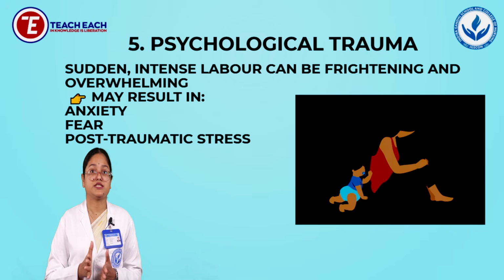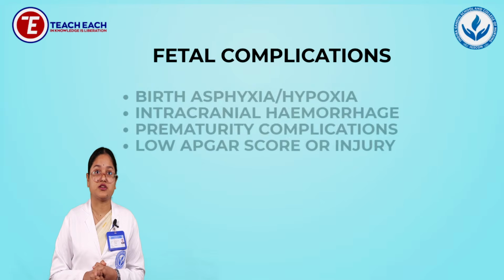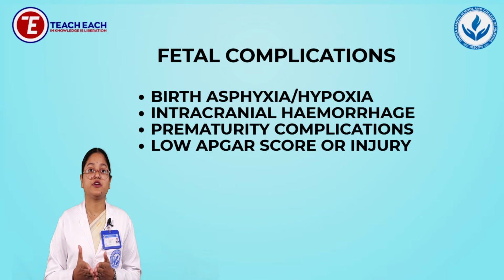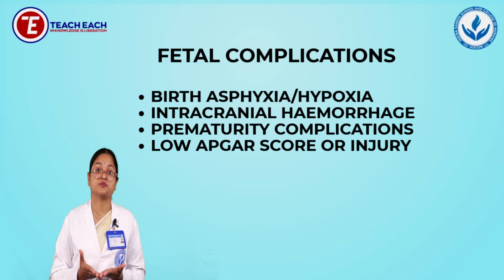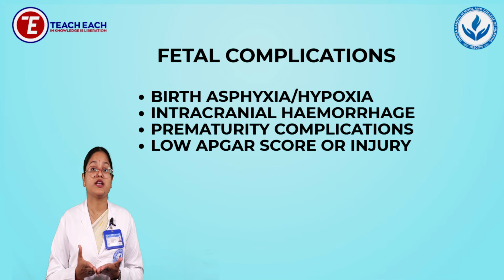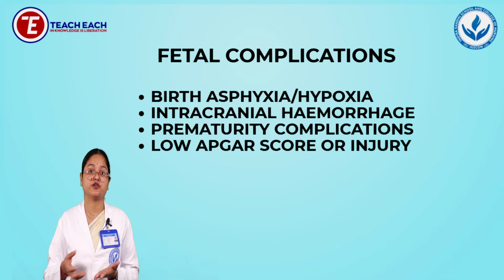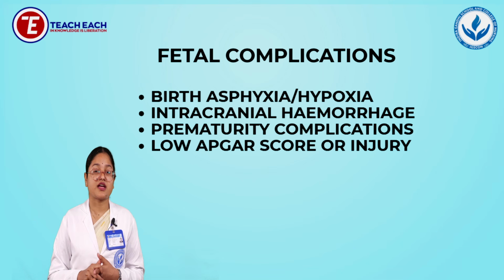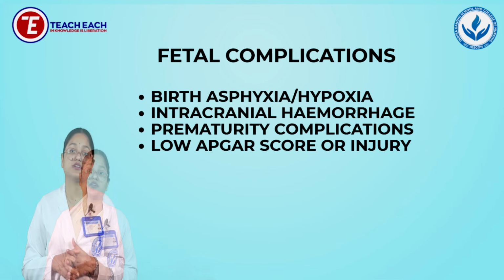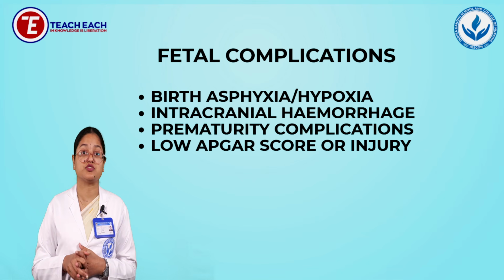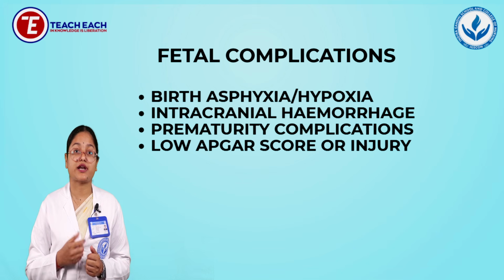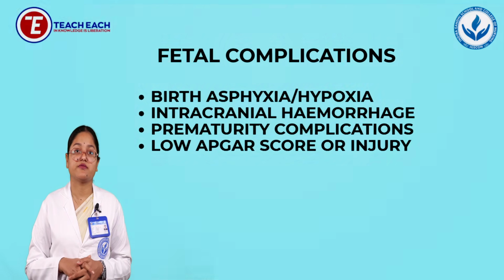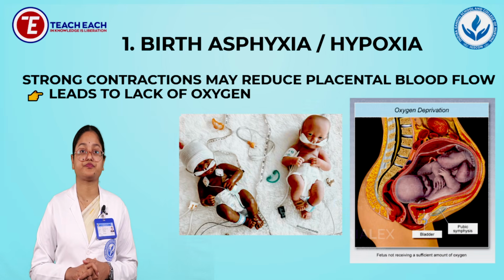Next we'll see about the fetal complications. In the next slides, what fetal complications occur: first is birth asphyxia or hypoxia, less oxygen level or supply during the intrauterine life. Intracranial hemorrhage can happen during pressurized delivery, and prematurity complications in the fetus can happen. Low Apgar score or injury can happen due to this rapid process of delivery, that is precipitate labor. So here we'll see one by one about the fetal complications.